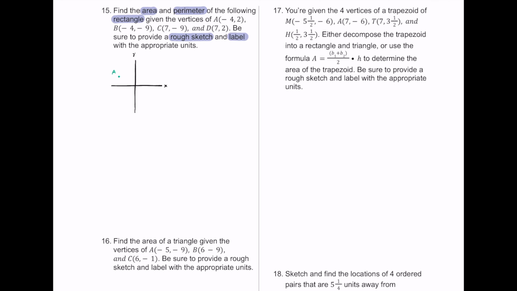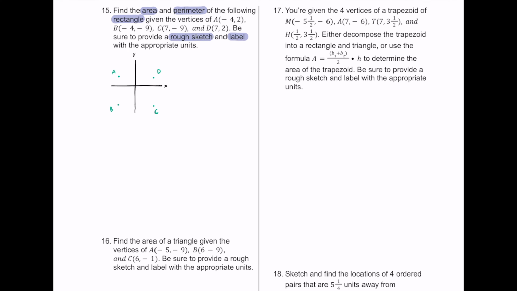For point B, we have (-4, -9), so 4 to the left, 9 down. So I'll call that point B, maybe something like that. For point C, that's going to be 7 to the right, but then it's going to be down 9. So it's going to be next to B, roughly over there. And then point D is going to be 7 to the right, but then 2 up, right? So I'm going to call that D. That's going to be in quadrant 1.